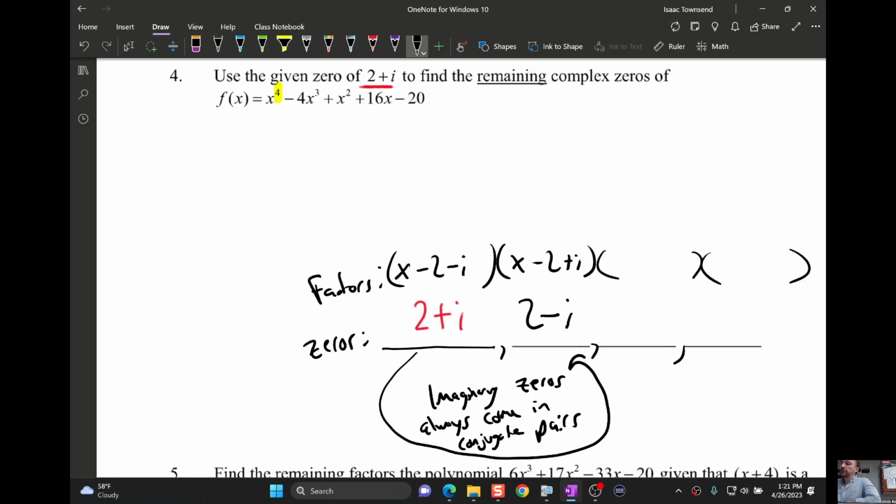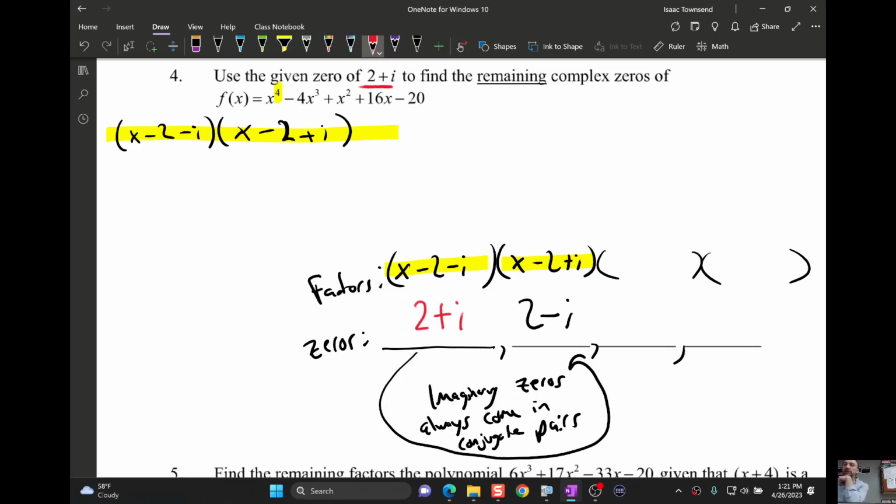But what you really should do is, instead of dividing by this and then dividing by this, let's just divide by both of them at the same time by multiplying them together first. So we're going to distribute these two things and see what it looks like.